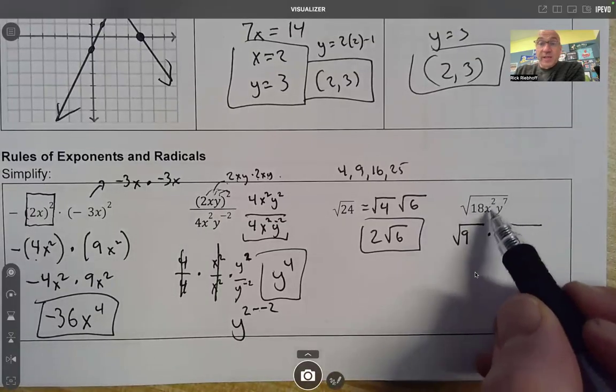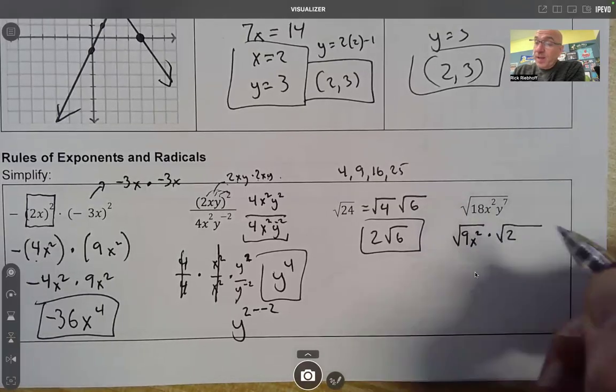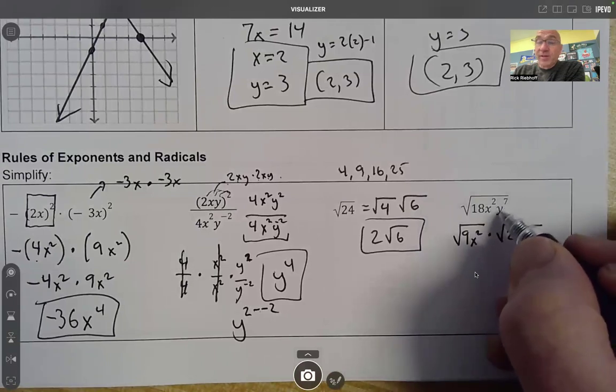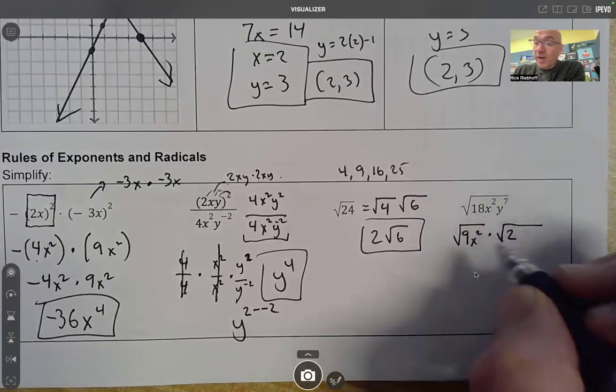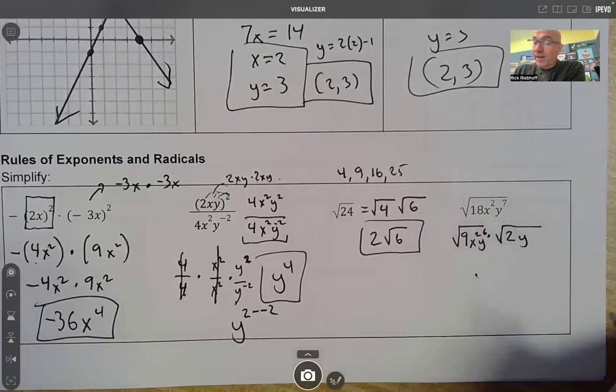All right, x squared. Is that a perfect square? Yeah, that's x times x. So that goes here. And then y to the 7th, the most y's I can get out is y to the 6th. So that's going to go there. So we have 1 y left over.